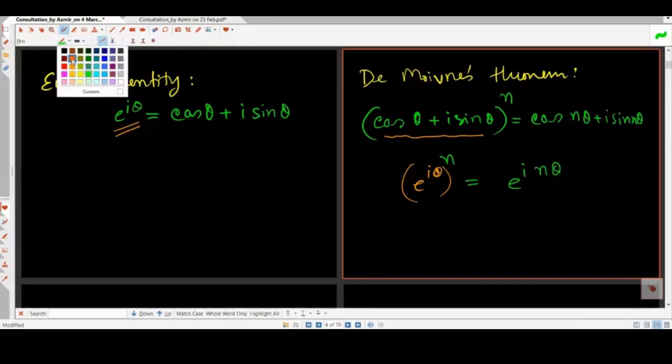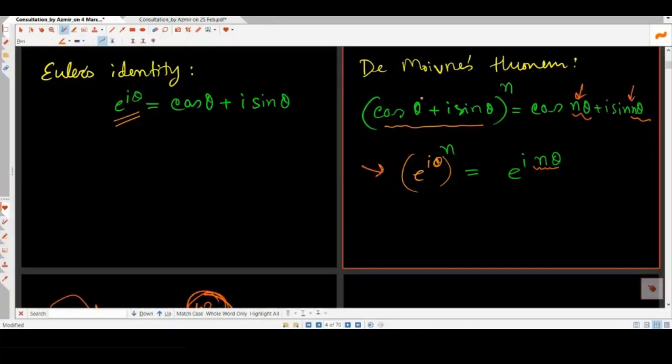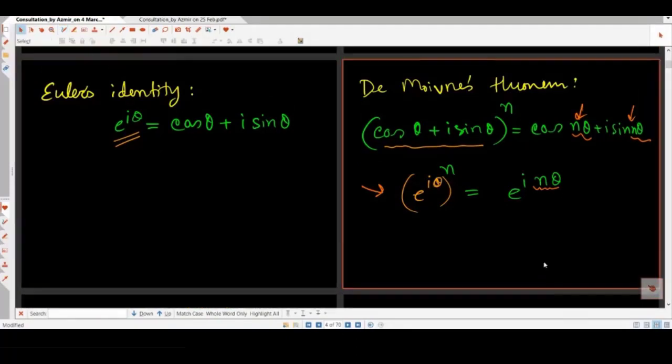You can think of this n theta as a single theta. So cosine theta plus i sine theta is e to the power i theta. This is the relation between Euler's identity and de Moivre's theorem. That means where you have theta, input n theta. This is the advantage of using de Moivre's theorem in complex analysis. The relationship between Euler's identity and de Moivre's theorem is very important.